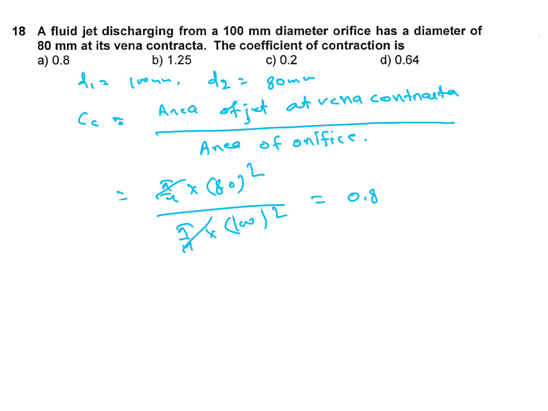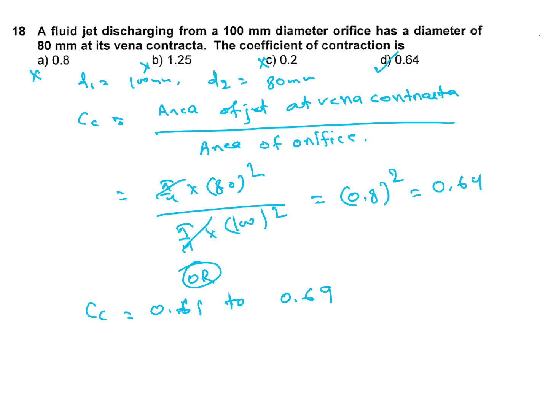And we can use another method also. We know the Cc value is 0.61 to 0.69. So option A is not possible, B is not possible, C is not possible. D is our answer. Directly we can get 0.64, D. Both methods we can use.